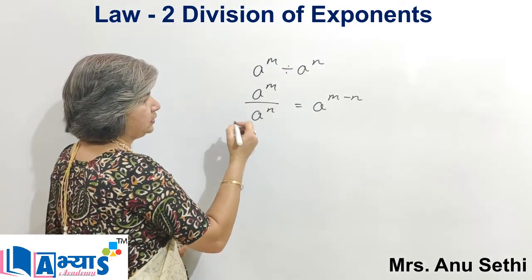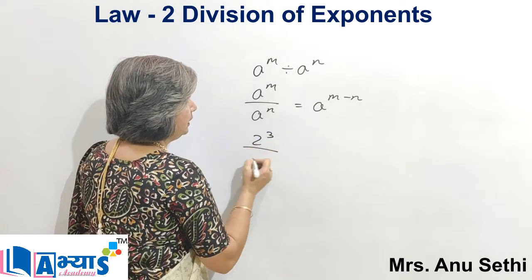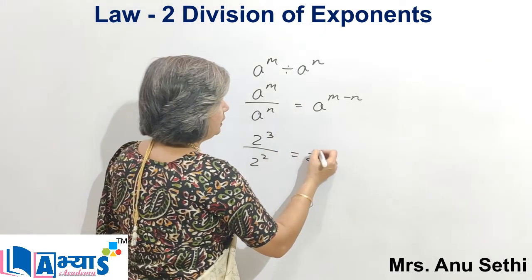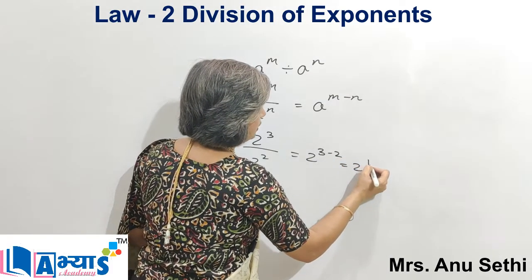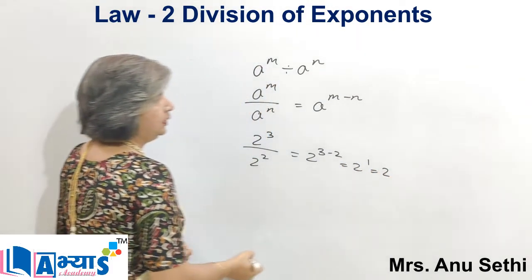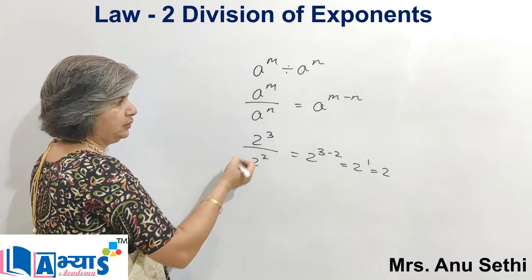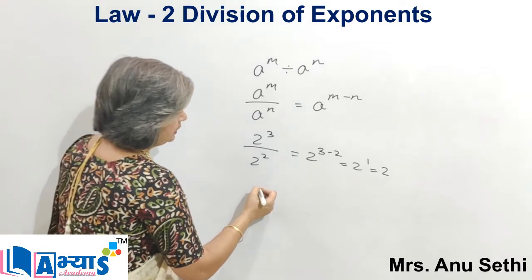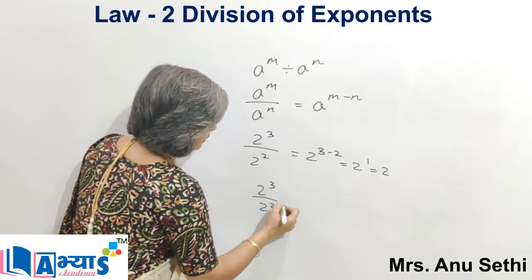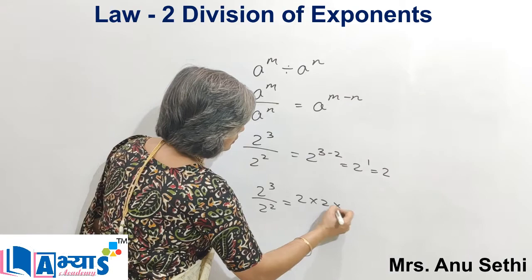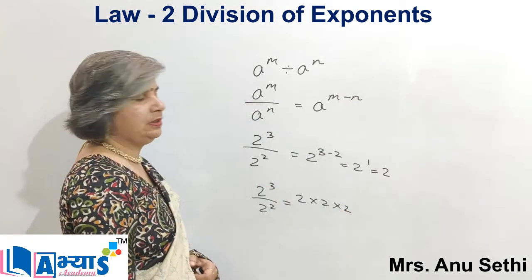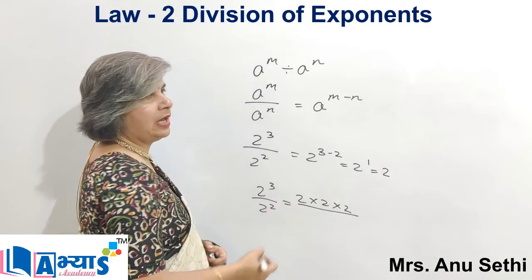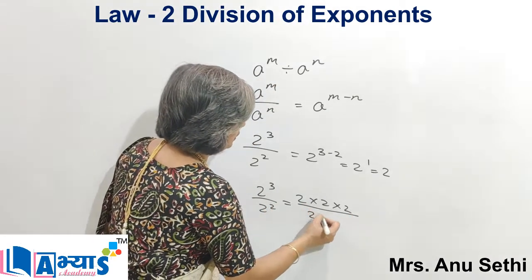Let us suppose we are supposed to divide 2 raised to power 3 by 2 raised to power 2. According to the law, it will become 2 raised to power 3 minus 2, that means 2 raised to power 1, or we can say 2. And if I try to simplify using the method of expansion, I will say 2 raised to power 3 upon 2 raised to power 2 is equal to 2 into 2 into 2 upon 2 into 2. Because 2 raised to power 3 means I am multiplying 2 three times. Similarly, 2 raised to power 2 means I am multiplying 2 two times.